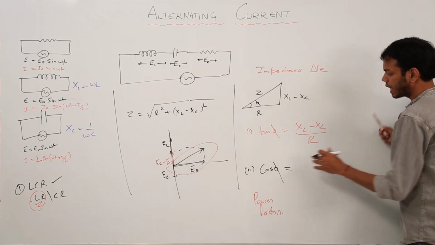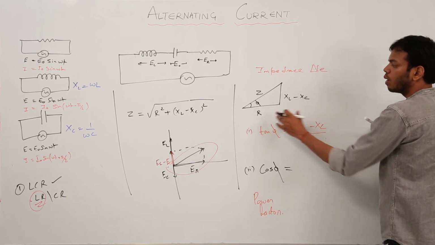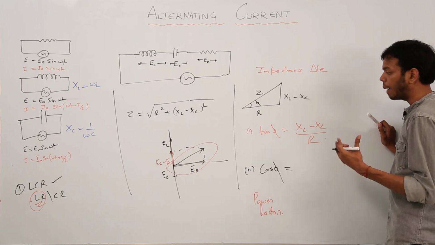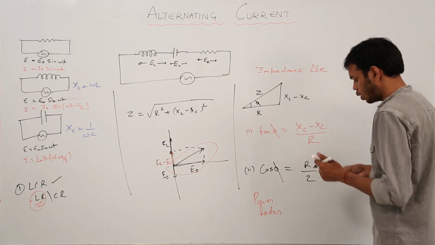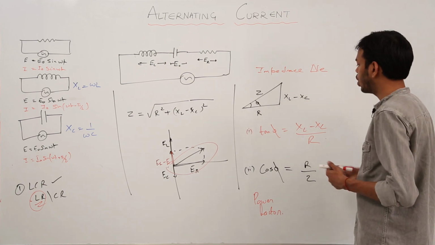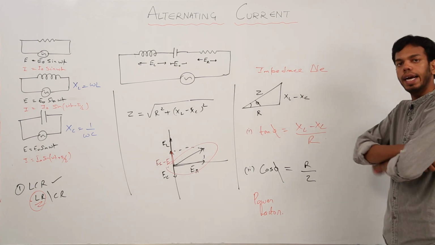So this power factor cos phi is basically, what is cos? Base upon hypotenuse, that means R over Z. So these are the two important points which are also associated with the LCR circuit.